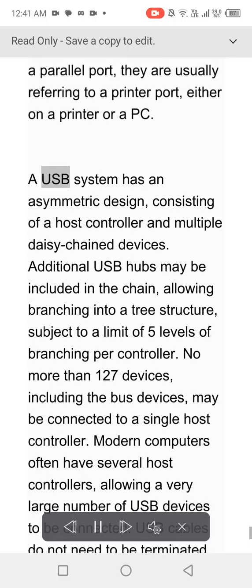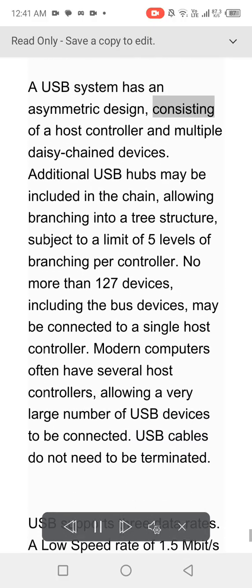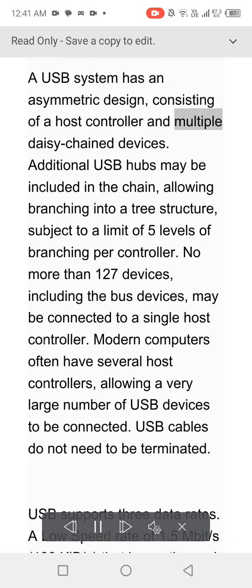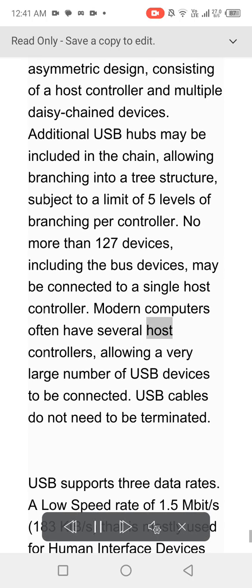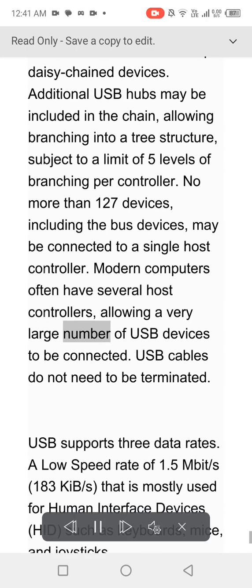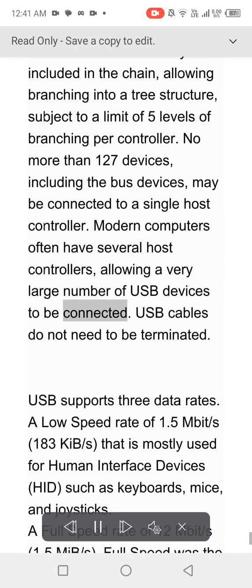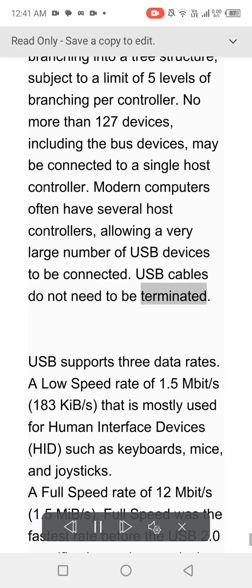A USB system has an asymmetric design consisting of a host controller and multiple daisy chain devices. Additional USB hubs may be included in the chain, allowing branching into a tree structure, subject to a limit of 5 levels of branching per controller. No more than 127 devices, including the bus devices, may be connected to a single host controller. Modern computers often have several host controllers, allowing a very large number of USB devices to be connected. USB cables do not need to be terminated.